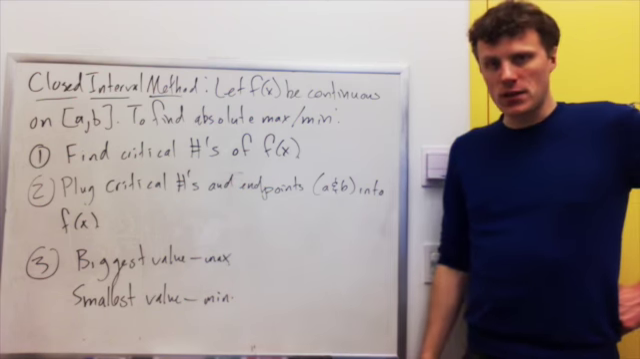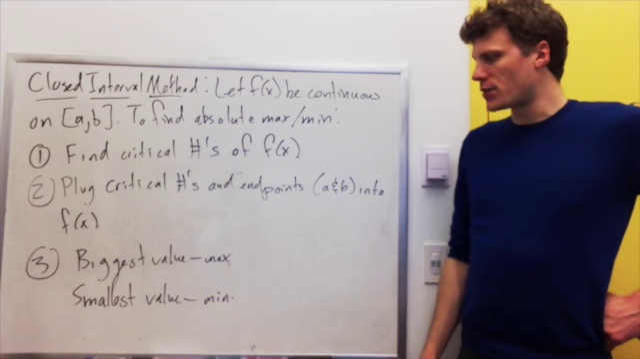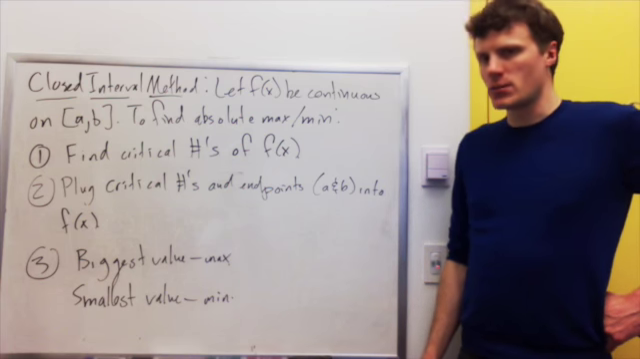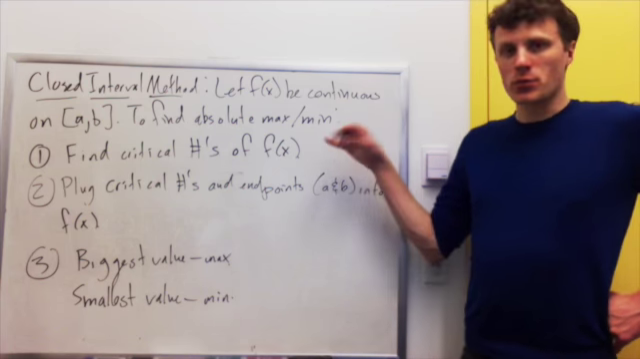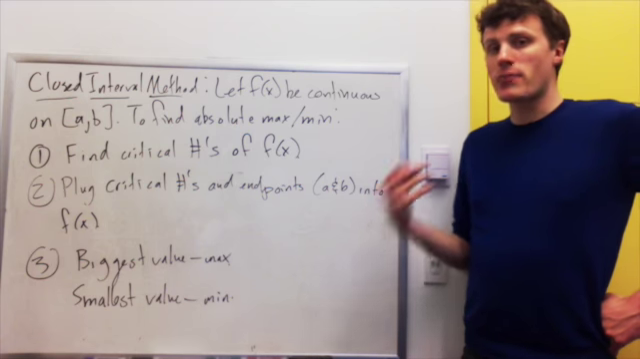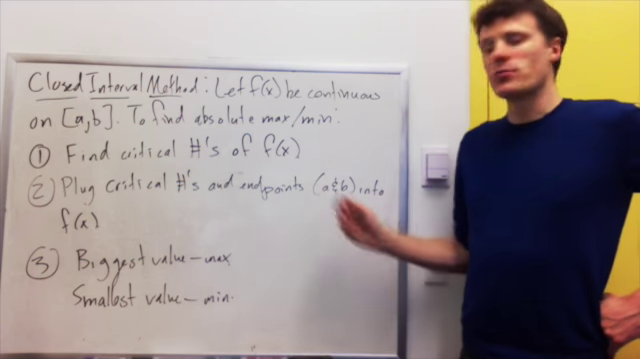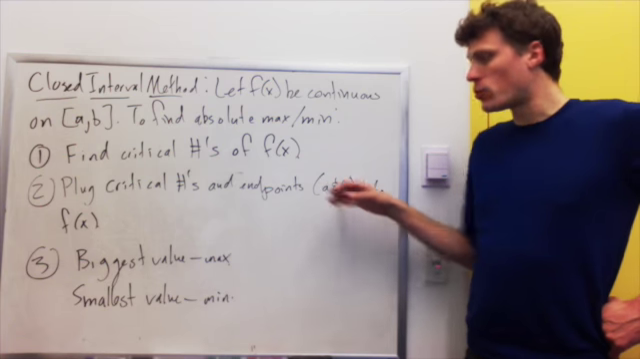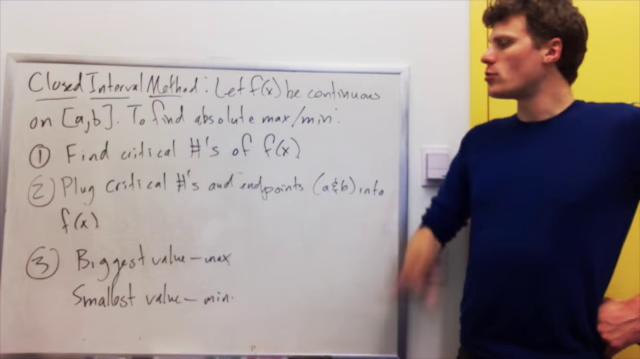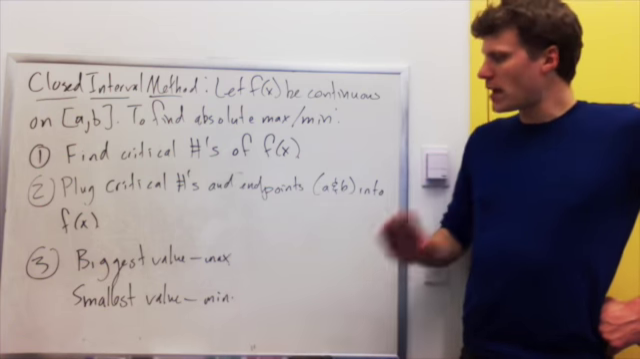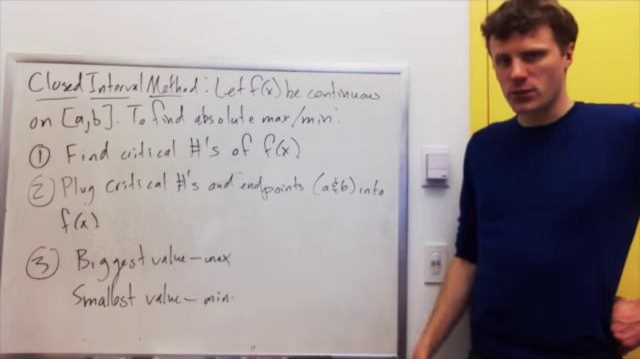Whatever is the biggest value is our absolute maximum, whatever is the smallest value is our absolute minimum. So by finding the critical numbers, we're finding places where we may have an absolute maximum or minimum. Also, the absolute maximum or minimum may occur in endpoints, so we have to throw those in too. We just plug them into the function and then see what's the biggest value, what's the smallest value.